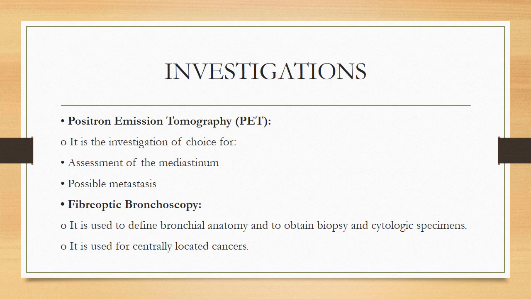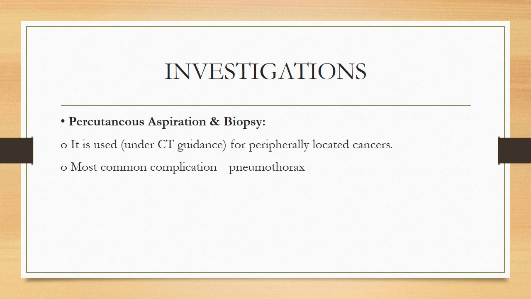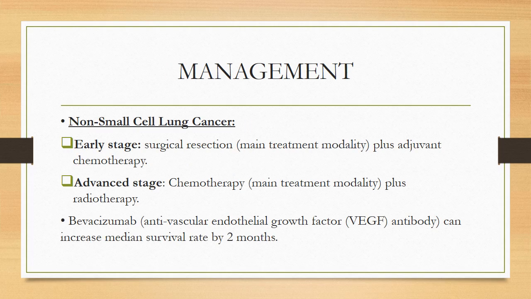Fiber optic bronchoscopy is used to define bronchial anatomy and to obtain biopsy and cytological specimens, and it is used for centrally located cancers which are near to bronchi. Percutaneous aspiration and biopsy under CT guidance is used for peripherally located cancers, and the most common complication because of this aspiration or biopsy is pneumothorax, iatrogenic pneumothorax.